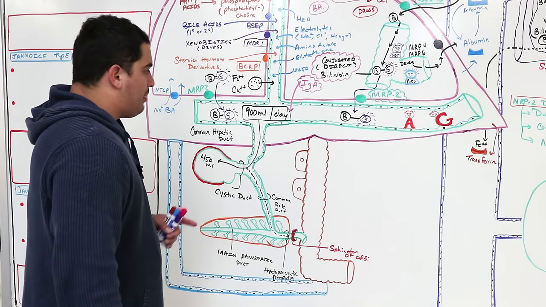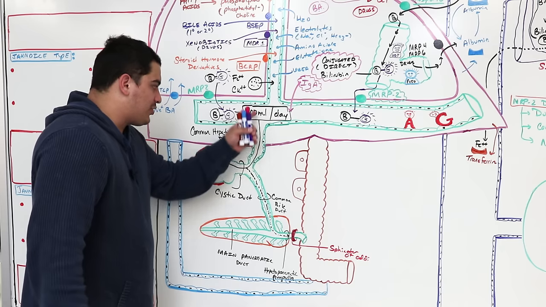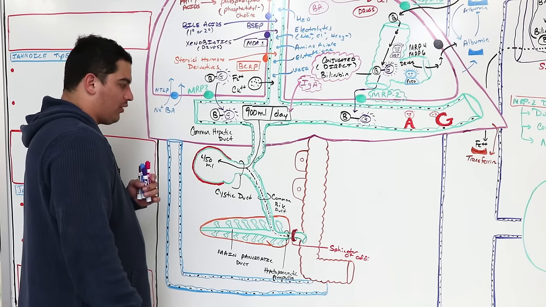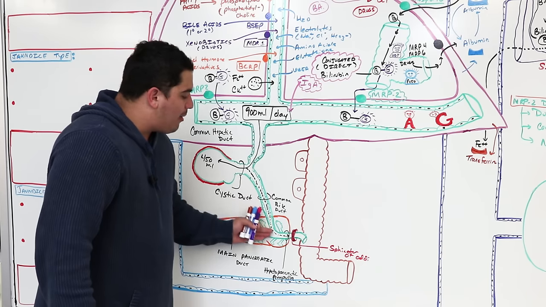Now, we have an idea of where this bile is coming from. Now, we said 900 milliliters of the bile is going to be produced by the liver. A good chunk of it, 450 mils, is going to go into the gallbladder, okay? The remaining amount will go down the common bile duct system.